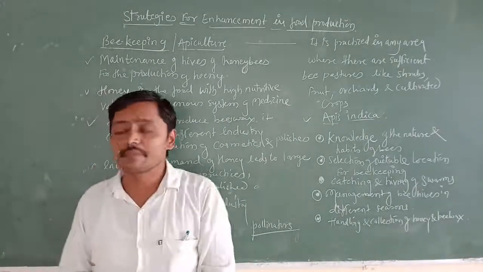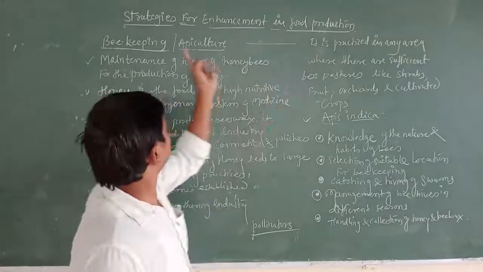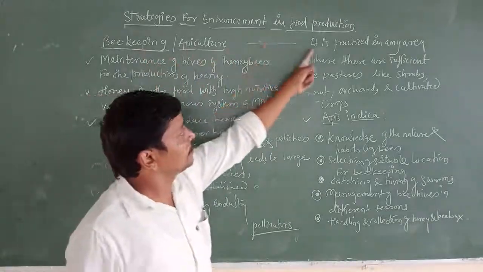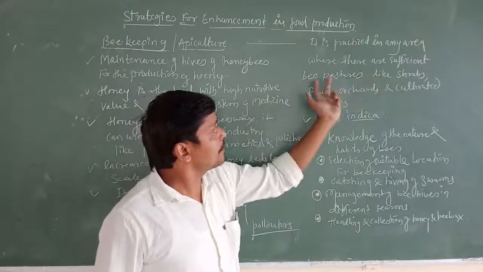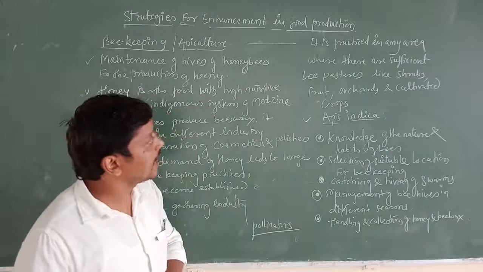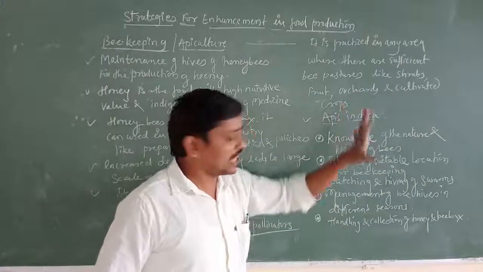Where are we going to start apiculture? We can practice apiculture, which is called beekeeping or apiculture, in any area where there is sufficient bee pasture, like shrubs, fruits, orchards, cultivated crops, etc.